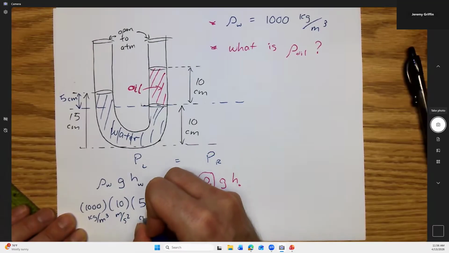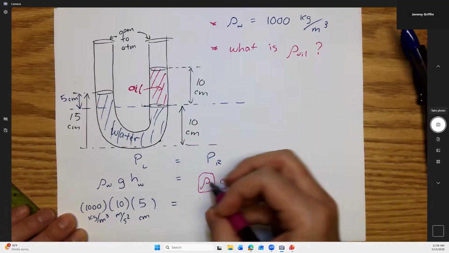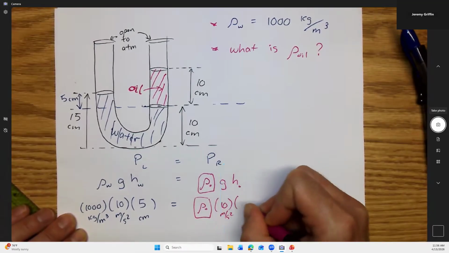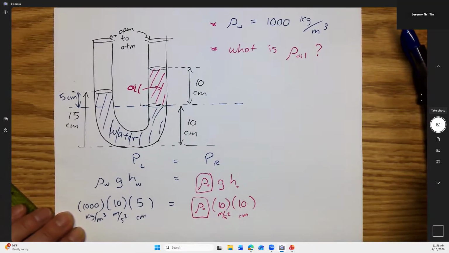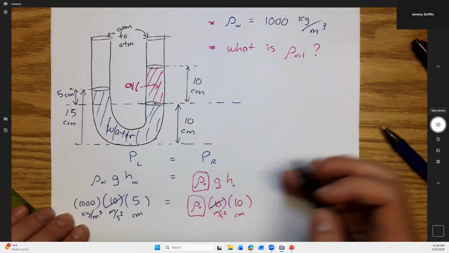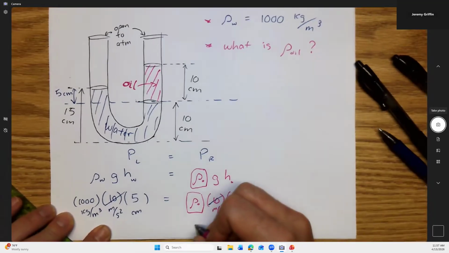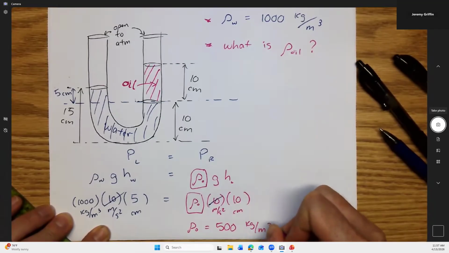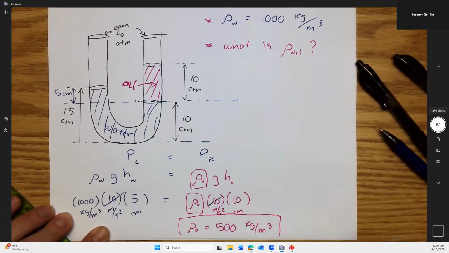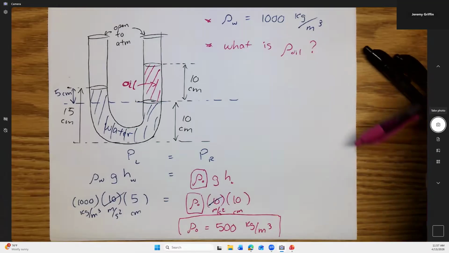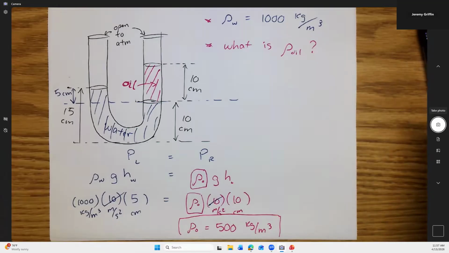I'm gonna go 5 centimeters here. Oil, 10 meters per second squared, 10 centimeters. Okay, so density of oil, 500 kilogram per cubic meter. Alright, is that right? Oh, wait, guys, is that right? Did I make a mistake?